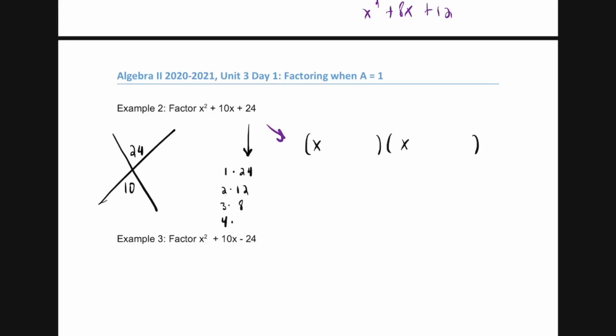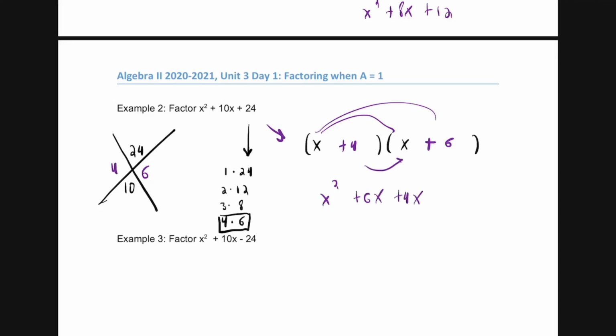You're going to get better and better at this. 4 times 6. There it is. That's what's going to multiply to make 24 and add to make 10. So we're going to have x plus 4 times x plus 6. X times x is x squared. X times 6 is plus 6x. 4 times x is plus 4x. And 4 times 6 is plus 24.